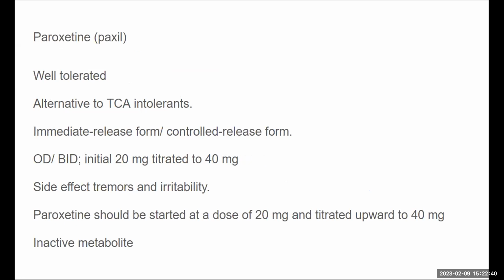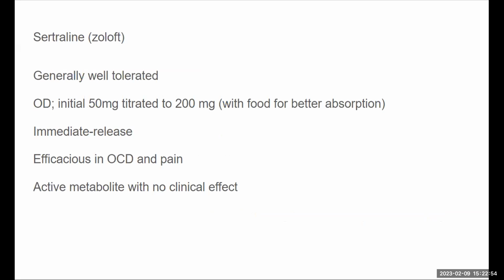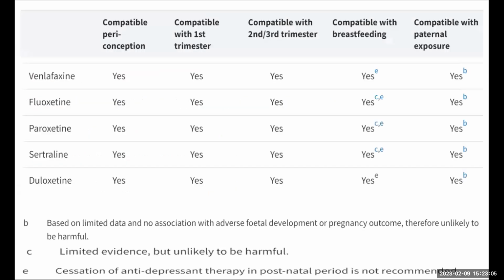The other drugs within the SSRIs: paroxetine is well tolerated and a good alternative for TCA-intolerant patients, with some side effects of irritability and tremors, but it has mostly inactive metabolites. Sertraline, again, is well tolerated, used for OCD as well as for analgesia, with an active metabolite that has no clinical consequences, so that doesn't bother us much.